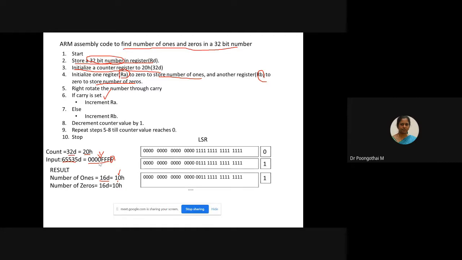So here let's take this input, that is 4 zeros and 4 F. So after rotation, your last LSB bit is placed in carry. So here we are going to check the carry flag status. If it is 1, increment RA, otherwise increment RB.